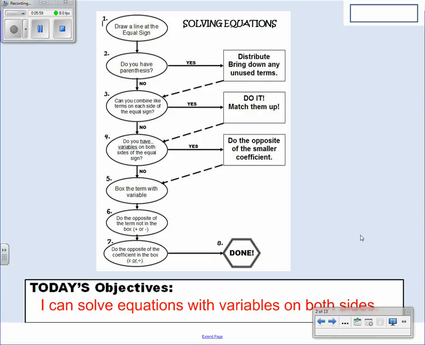Now that you found your flowchart, we have been dealing with equations that have dealt with all the steps except for step number 4. Because step number 4 is what we have. Do you have variables on both sides of the equal sign? Up until this point, we have not had that. So I want you to find step 4 on your flowchart. In the past, we've always answered no and just gone on down. But now we're dealing with yes.